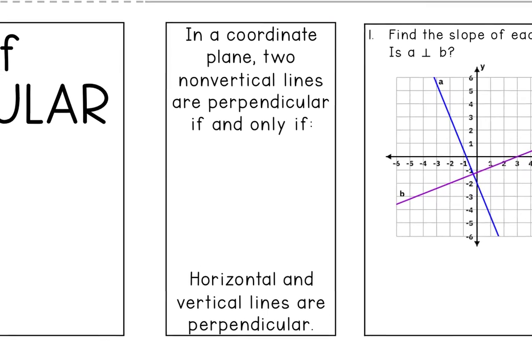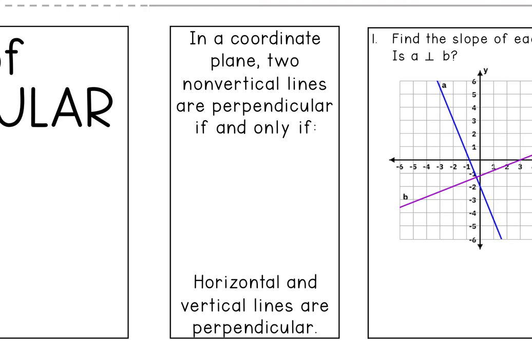So if you open up the booklet, here the definition says, in a coordinate plane, 2 non-vertical lines are perpendicular if and only if the product of their slopes is -1. So I hope you guys remember that the word product means to multiply. So if I were to multiply the 2 slopes, it's going to give me -1.